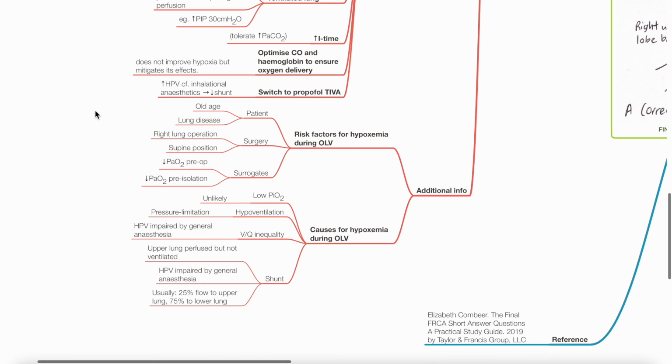Additional information. Risk factors for hypoxemia during one lung ventilation include old age, lung disease, right lung operation, supine position, hypoxia preoperatively, and hypoxia pre-isolation. Causes of hypoxemia during one lung ventilation: low PiO2, hypoventilation due to pressure limitation, VQ inequality, HPV impaired by general anesthesia, and shunt, upper lung perfused but not ventilated, usually 25% blood flow to upper lung and 75% to lower lung.